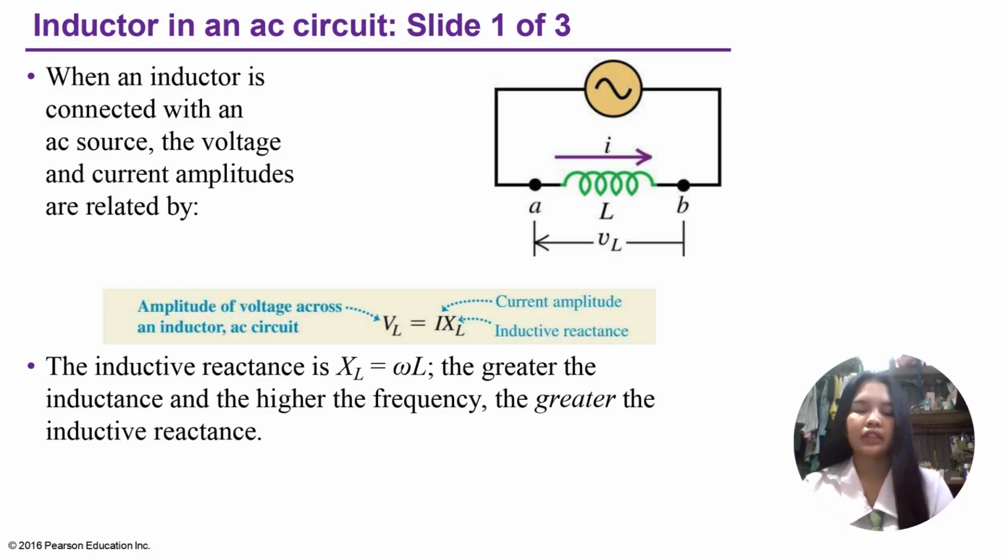The inductive reactance is given by X sub L equals omega L, where omega is the angular frequency and L is the inductance. This means that the inductive reactance increases with both the inductance and frequency of the AC source. An inductor opposes changes in current, and this opposition is greater at higher frequency.